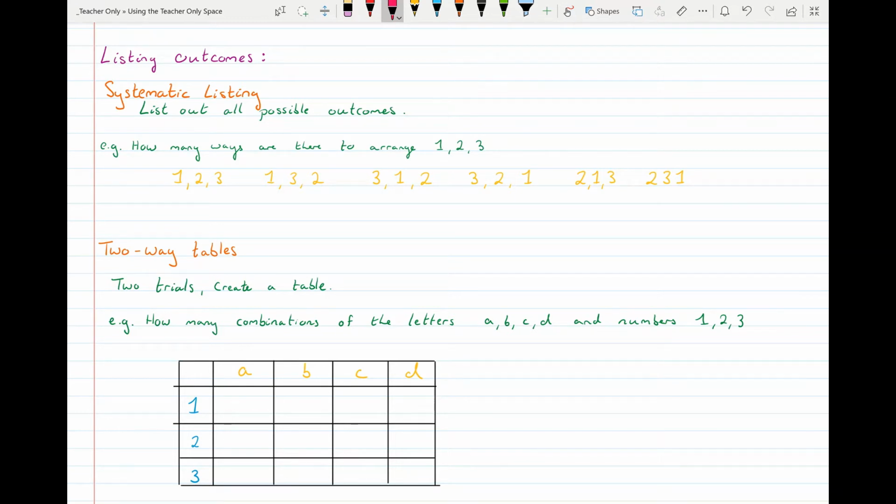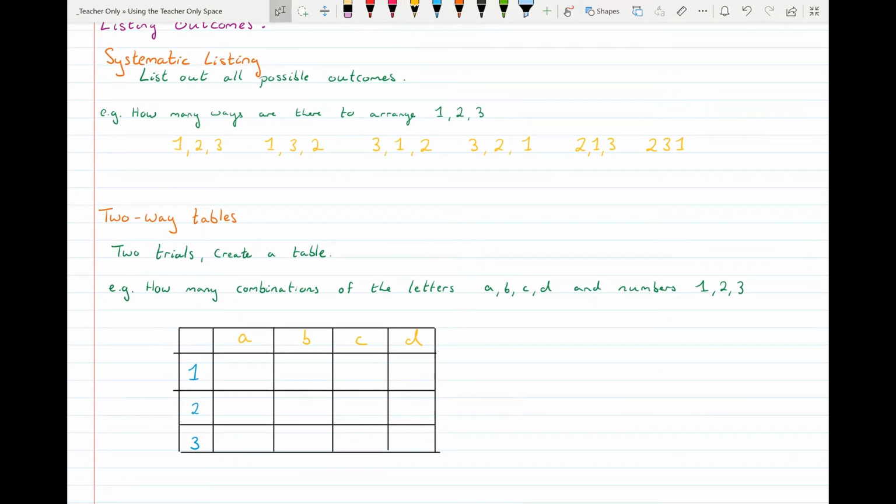Two-way tables is the next type. So a two-way table is when you have 2 trials. So like flipping a coin and rolling a dice. That's 2 different trials. Or maybe you're flipping a coin twice. So you'd flip it the first time and you'd flip it the second time. That's 2 trials as well.